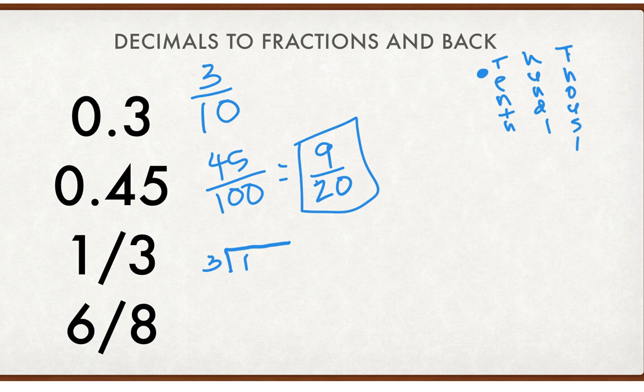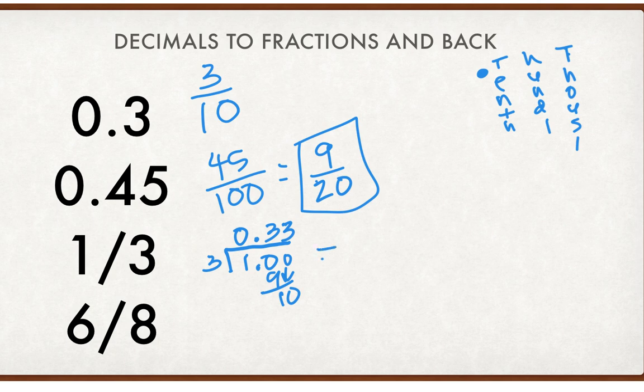So 3 doesn't go into 1, so we put our 0 and annex a 0. 3 goes into 10 3 times. I get 9. I'm left with 1. I can annex as many zeros as I want after that decimal. And if you notice, it just keeps going. We call this a repeating decimal.